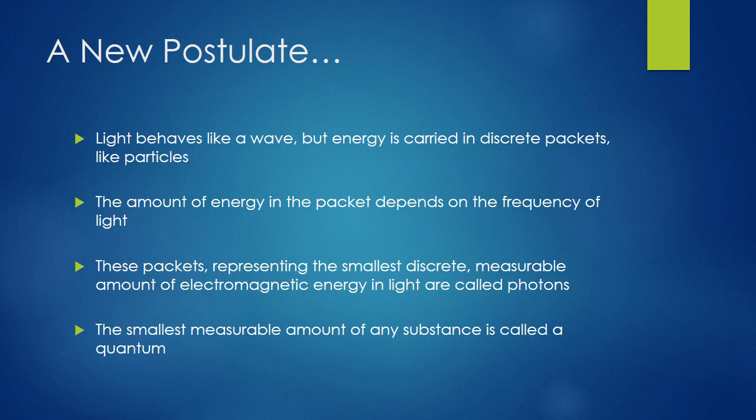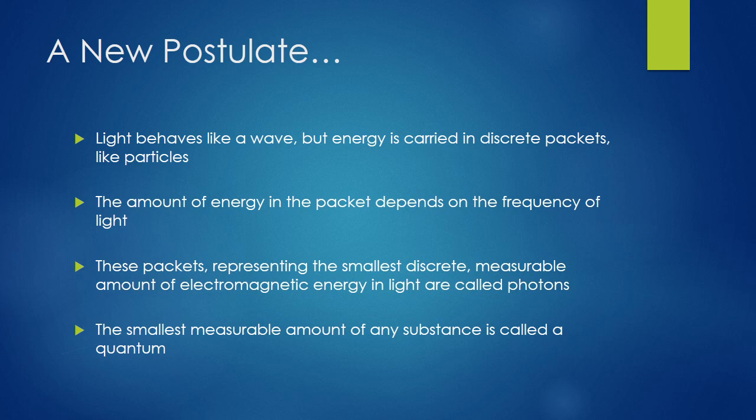Next, scientists discovered that the amount of energy in the packet for that light depended on the frequency of that light. And it was the same for all the same frequencies. All right. Lastly, these packets represented the smallest discrete measurable amount of energy in these light waves. And scientists named these packets photons.